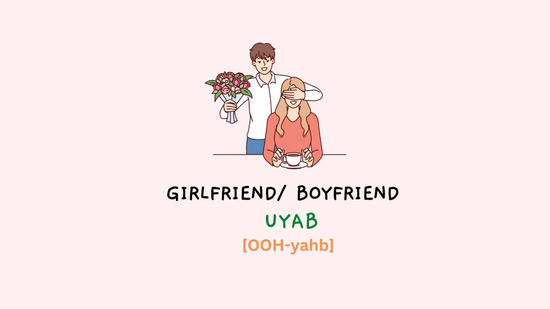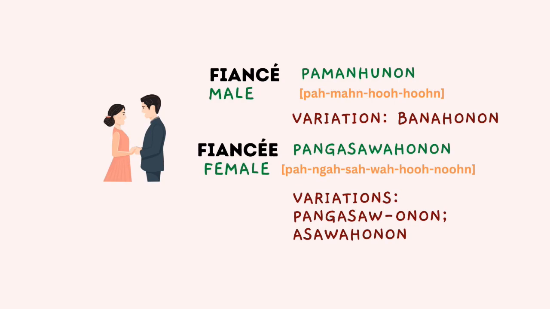Fiancé, male, pamanhonon. Variation, banahonon. So bana, mga higala, is husband. So when you say banahonon, someone you are going to marry. So this is the male. Fiancé. The next one is fiancé.